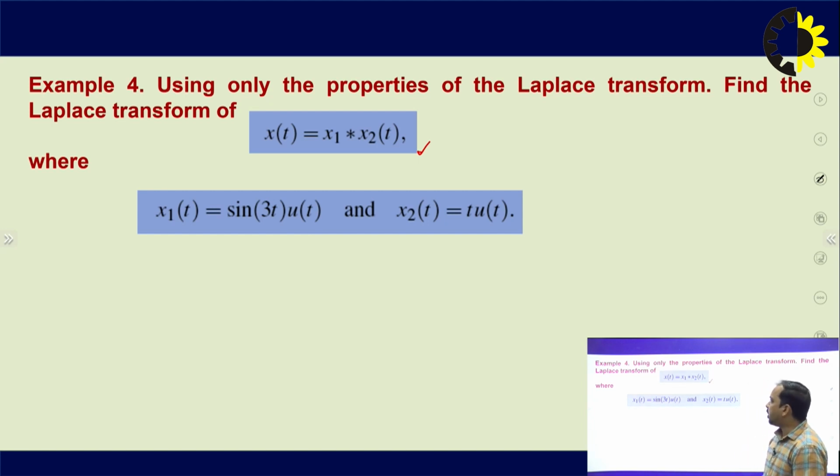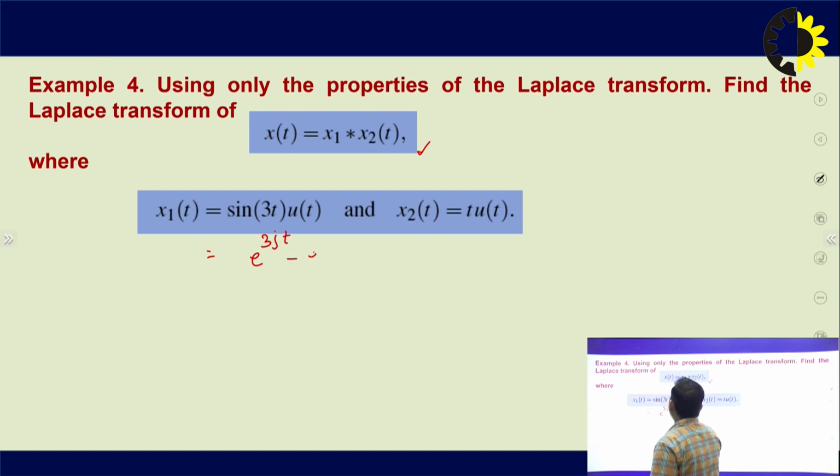As you are already aware, convolution in time domain is basically multiplication in s domain. So first of all, how are we going to calculate the transform of x1 of t? If we can see, it can be written as e raised to power plus 3jt minus e raised to power minus 3jt, whole divided by 2j. We can write it down, and it is multiplied by u of t.